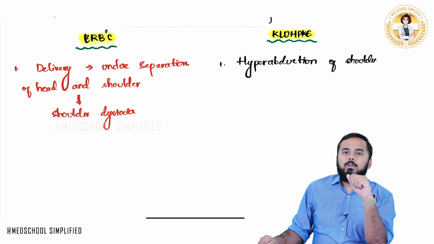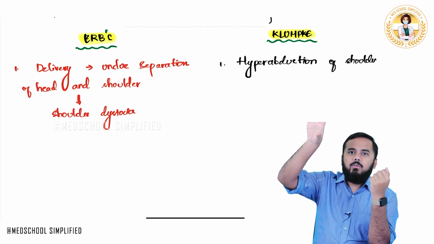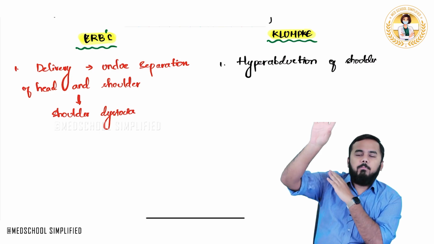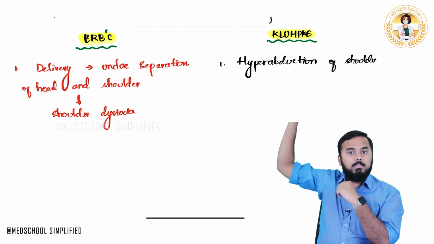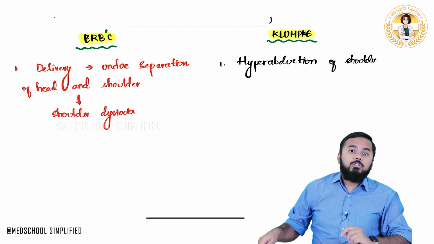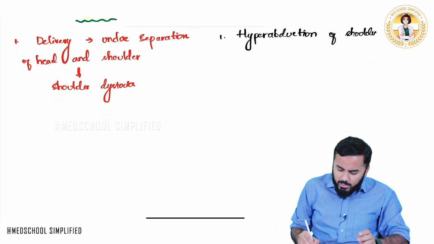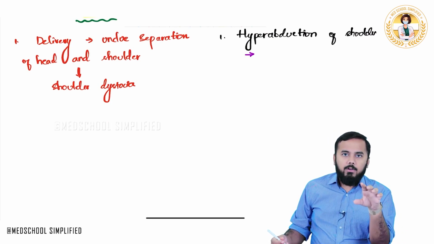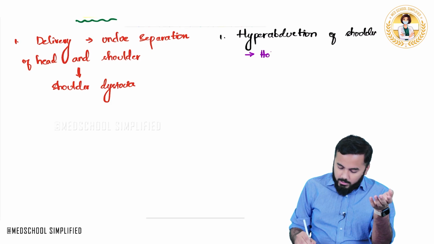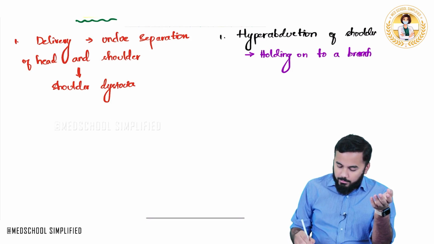When I am falling down from the tree, let us say I have held a branch of that tree. Now when I hold a branch of the tree, my hand will undergo hyperabduction like this. So completely I will be holding it in this way. So this is called hyperabduction of the shoulder. When does it happen? In two cases. The first is holding onto a branch while falling from a tree.